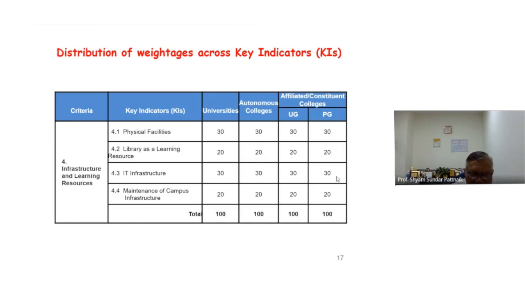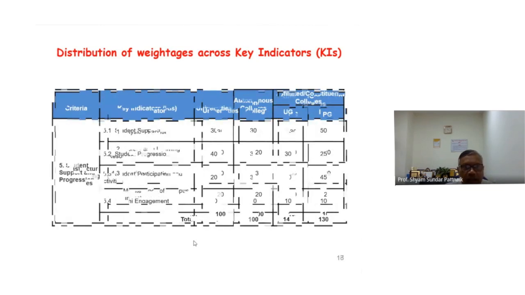IT infrastructure, now in the digital era, is another component which is more emphasized. So IT infrastructure is also a requirement. Maintenance cannot be compromised. So maintenance of the campus infrastructure, ambience is part of that. Therefore, all university, autonomous college, and UG and PG are given 100 marks, 100% weightage here.